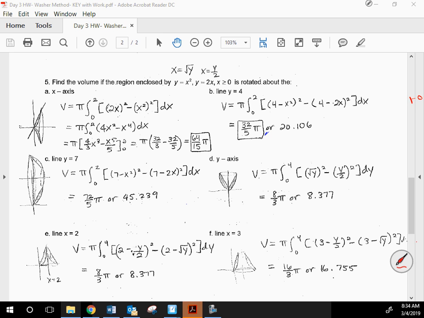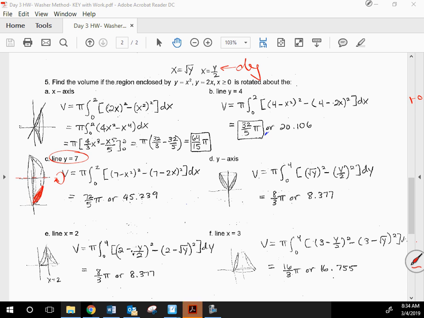So we've got the line y equals 7. Here's my little region. We had square root of x, x squared, so here's my x squared, and then 2x. So this is my little region, and we're rotating around y equals 7. This is horizontal, so we're still doing dx here. This is for when we're doing dy.